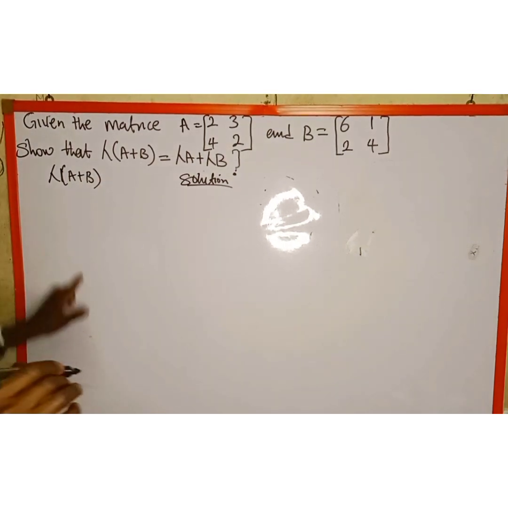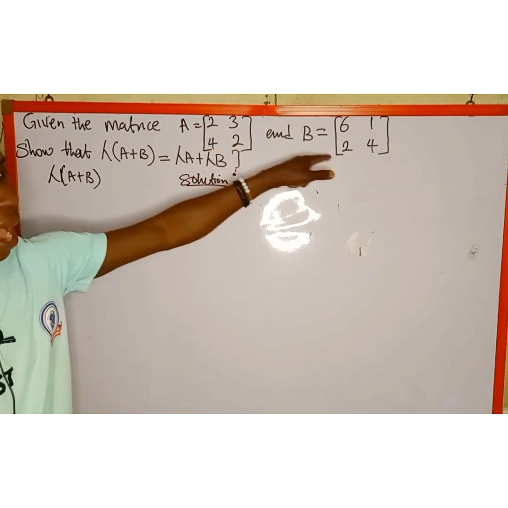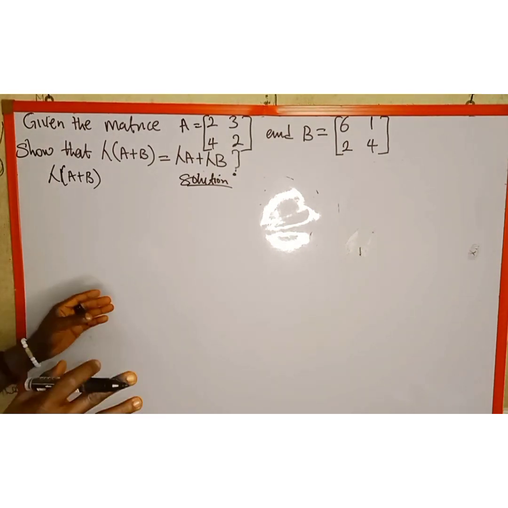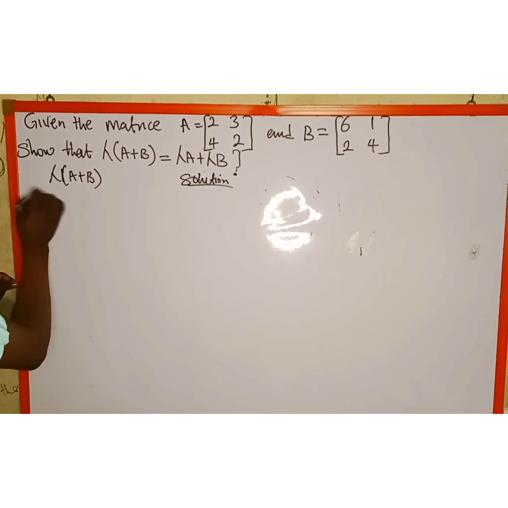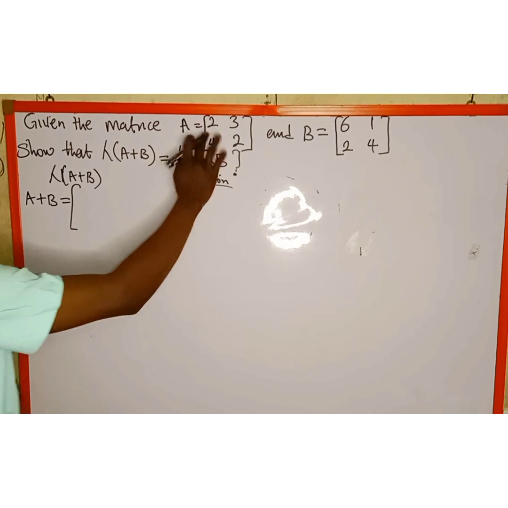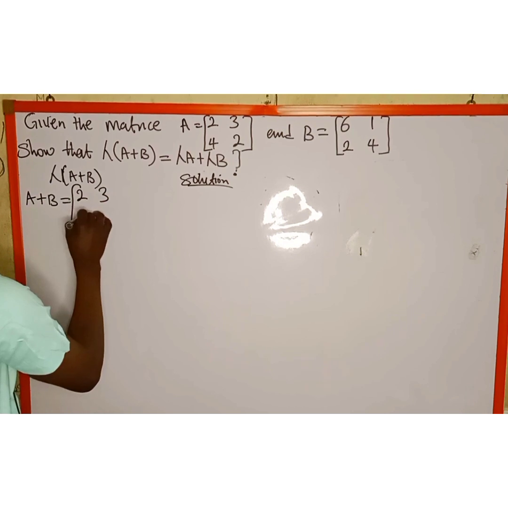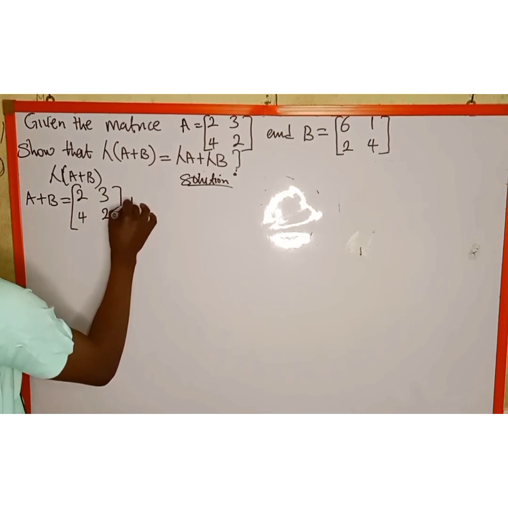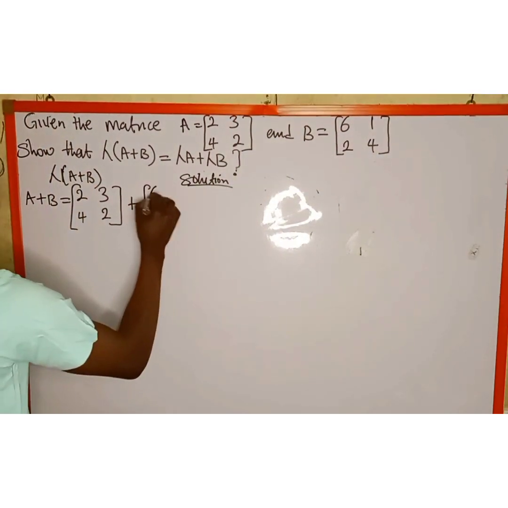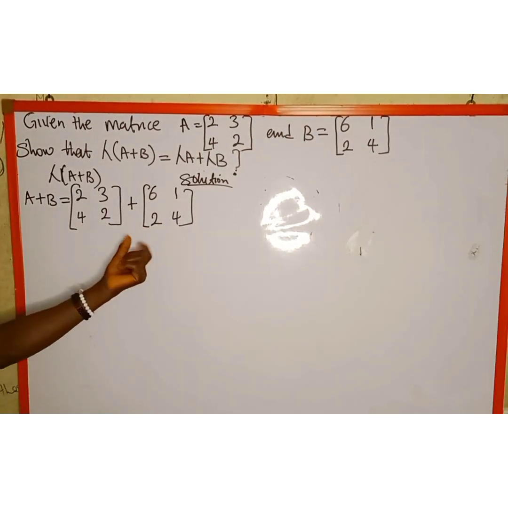The first thing for us to do is to get the value of A plus B, and recall the matrices A and B are given. In our previous class we learned how to add two square matrices together. So let us get our A plus B. My A plus B will be equal to, the elements of A are 2, 3, 4, and 2, then plus the elements of matrix B, which are 6, 1, 2, and 4. The next thing to do is to add these two matrices together.